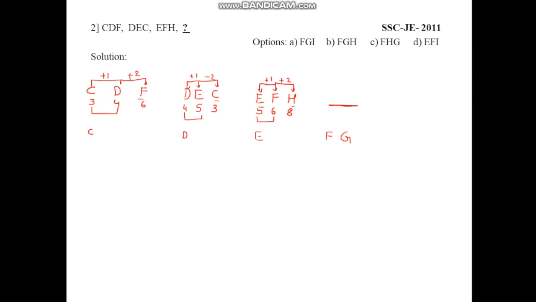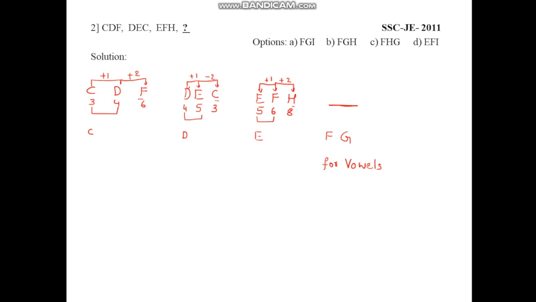Here they have used some other trick, some missing logic. You can see that C to D is plus 1, D to F is plus 2. Again in the third group E to F is plus 1, F to H is plus 2. But in the second group, D to E is plus 1, but E to C is minus 2. So the logic behind this is nothing but the logic of vowels.